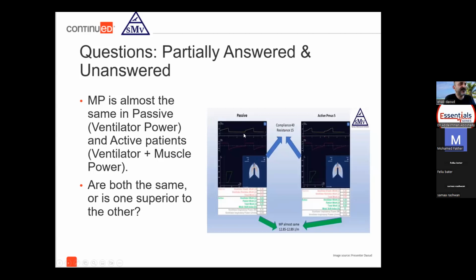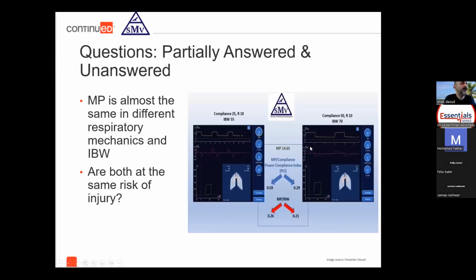Again, this is a passive patient, and this is an active patient. This is simulator work. It's hard to calculate this in real life, but this is in the simulator. So they're both getting the same mechanical power, but this guy is passive, the ventilator is doing all the work, versus this guy is active, and you can tell here by the change in the airway pressure. Are both the same? Both vulnerable to the same lung injury? Again, we don't know.